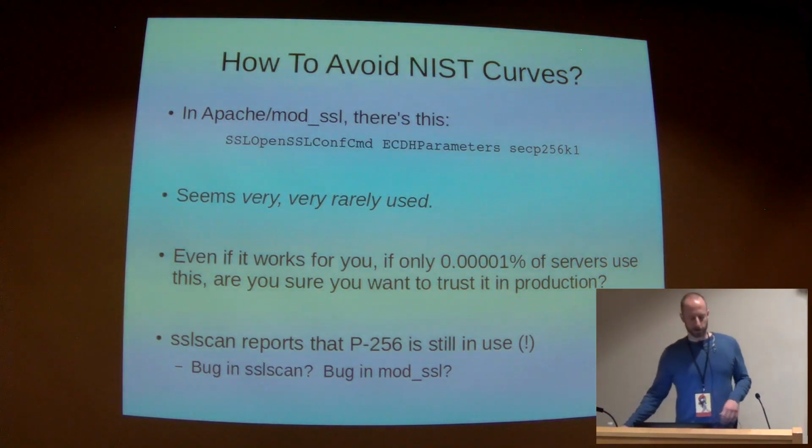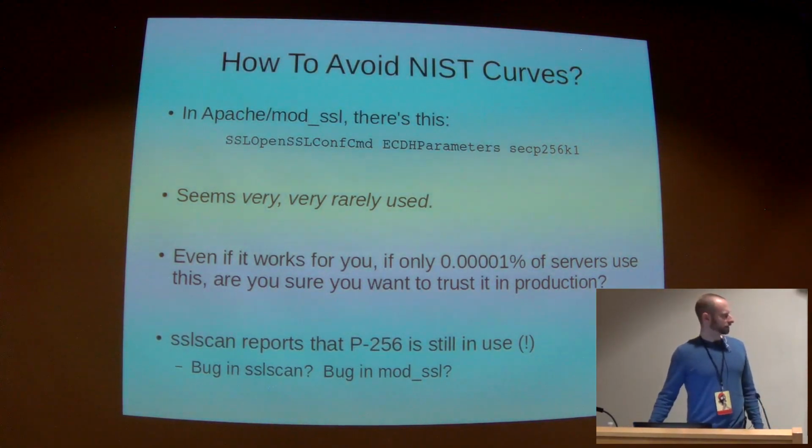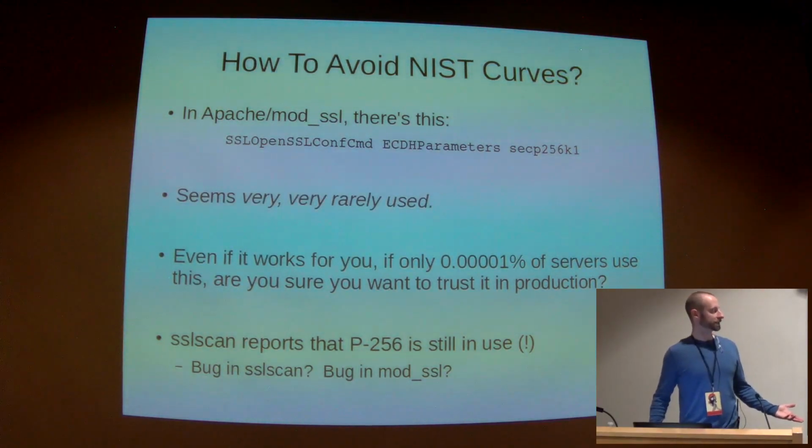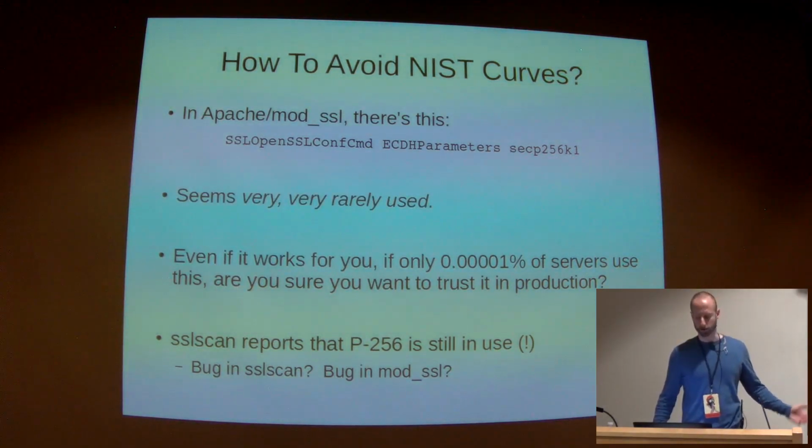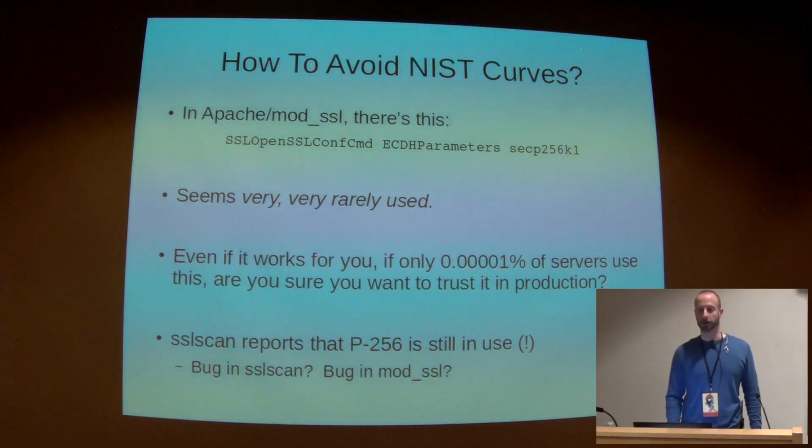So if you turn that on your production server, what's going to happen? And strangely, when I then scan with SSL scan, after I specified that curve, it still tells me P256 is in use. So either this is a bug in SSL scan or it's a bug in ModSSL, I don't know. So I don't know what's going on.